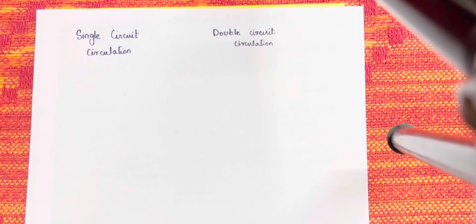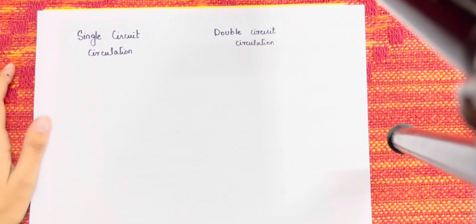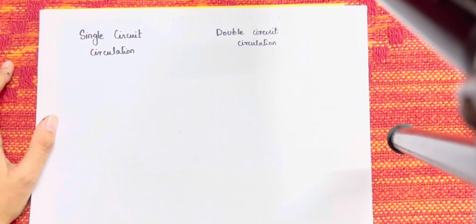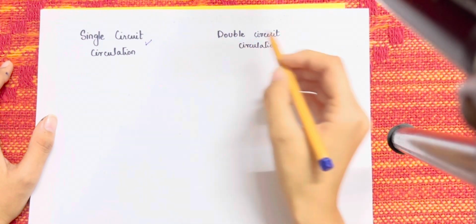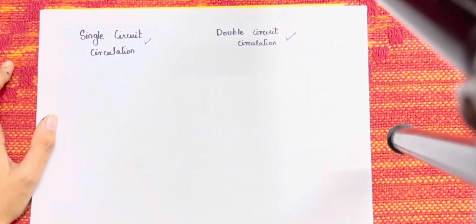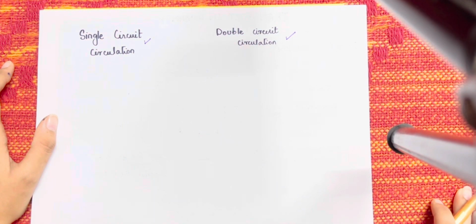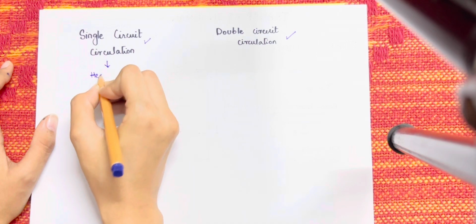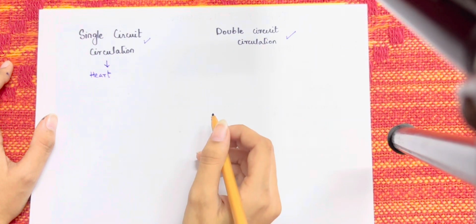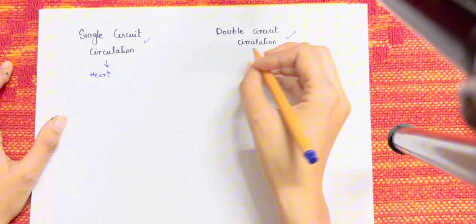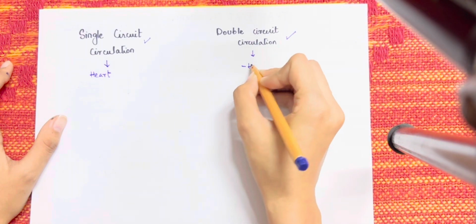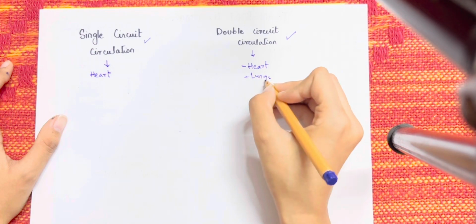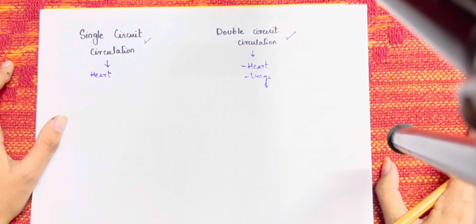When you talk about the difference between the mechanisms of working of the heart in other organisms and the human being, we say the major differences are single circuit circulation and double circuit circulation. What is primarily meant by single circuit circulation? It means that it involves only the heart. There is no involvement of any other capillaries except the heart capillaries. But in double circuit circulation, there is involvement of the heart along with the lungs. That's why we say that the blood in the human heart passes twice.